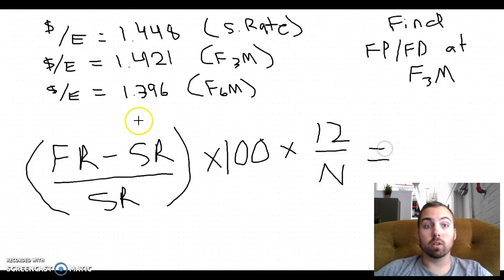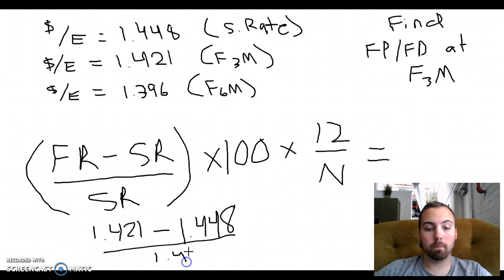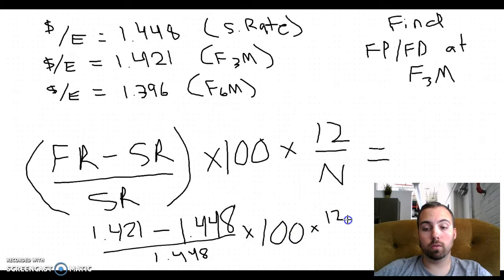So in this situation, let me clear the board first because it's getting a little messy. Well, no, we don't have to do that. We have enough room. So the forward rate for 3 months out is 1.421 minus the spot rate, which is what the exchange rate is right now, divided by that same spot rate, times 100, times 12 over the months of the forward rate we're doing, which is in this case 3.